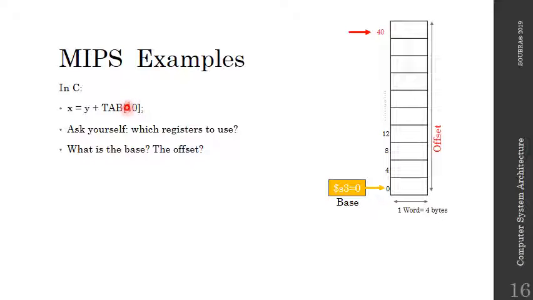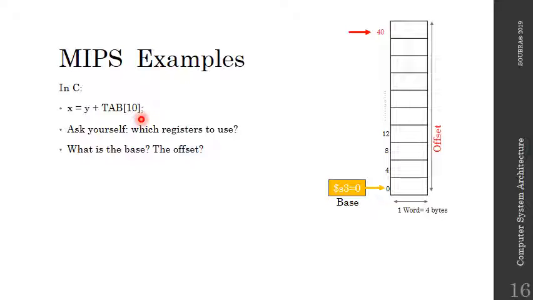Question number 2. Here I'm getting element number 10. So if I'm starting with element number 0, I'm trying to get element number 10. So the question is, if my base is 0, well, what would be the word offset in that case? So my element is 10 words away from my base.